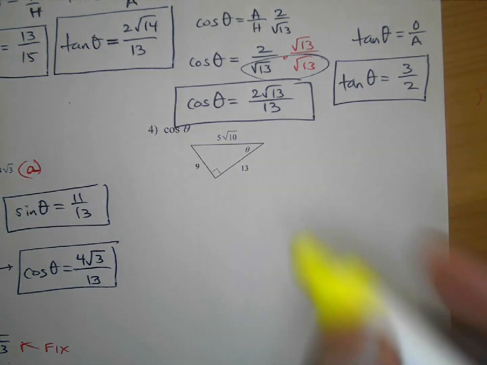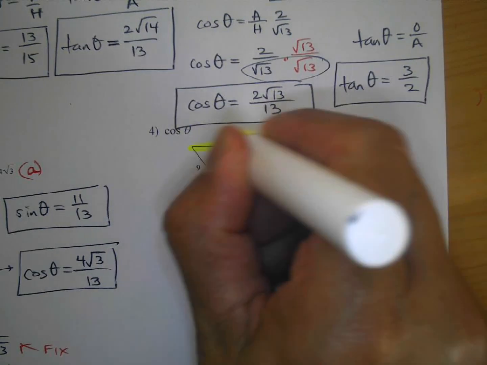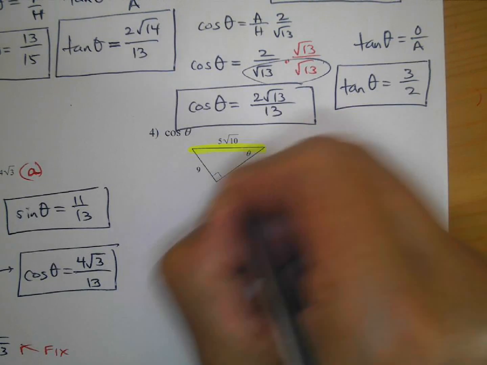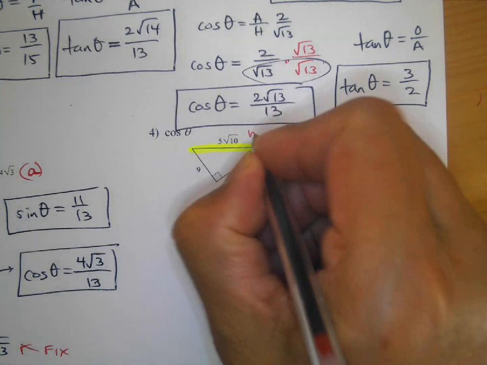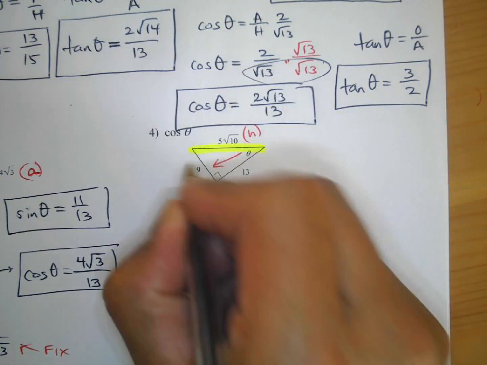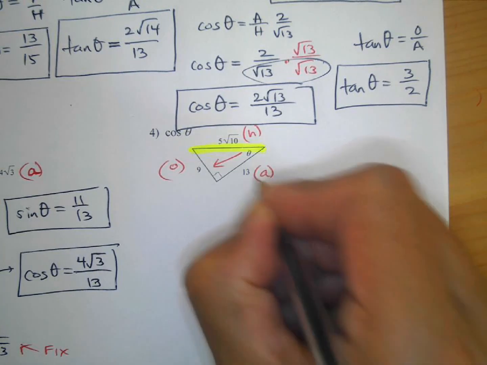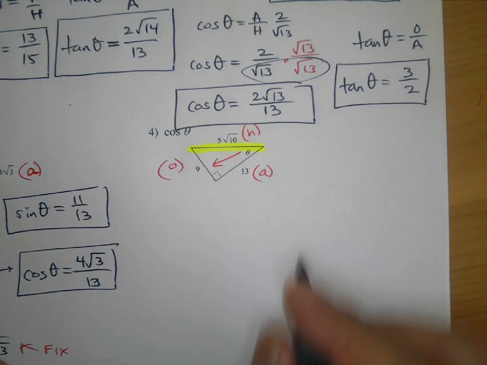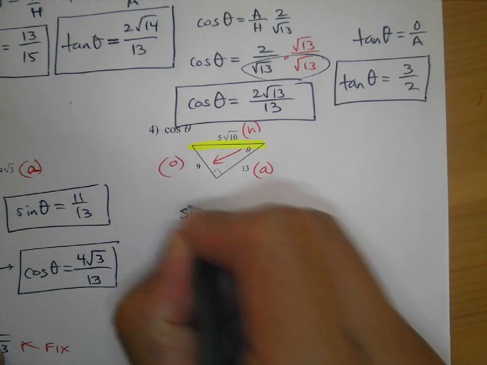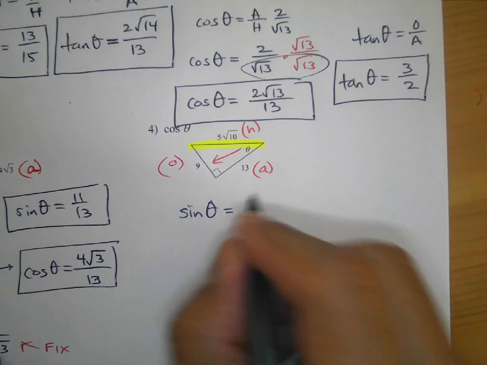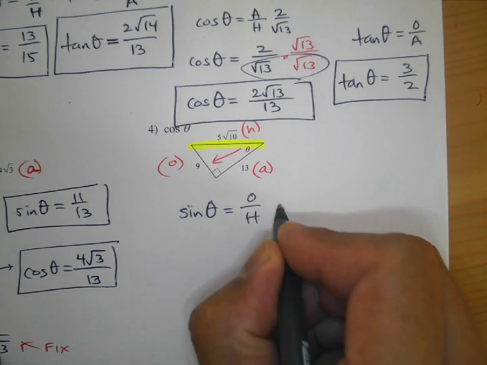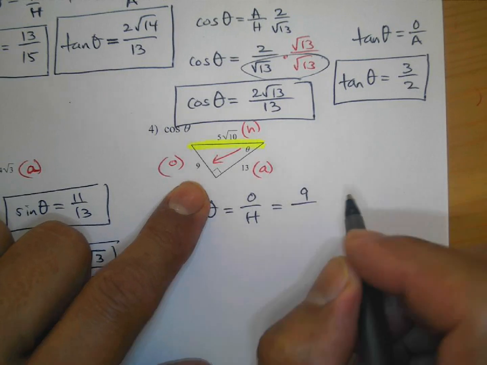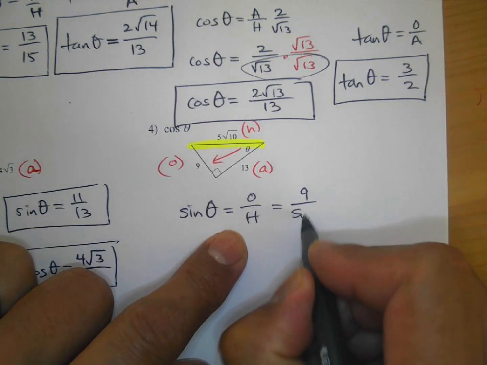All right, let's label the sides. Always the hypotenuse first, always. Not the one that has the legs with the 90 degrees. This is the hypotenuse. This is the opposite. That's the adjacent. All right. Sine is SOH, which is opposite over hypotenuse, which is going to give you O is 9 over the H, which is 5 root 10.